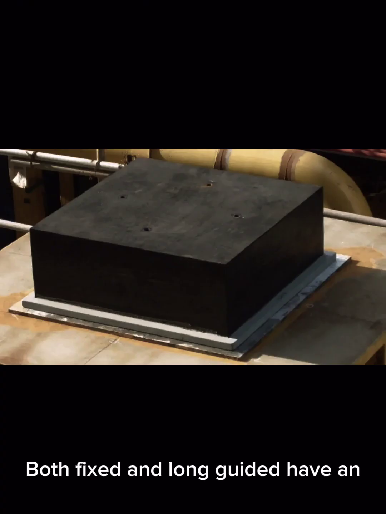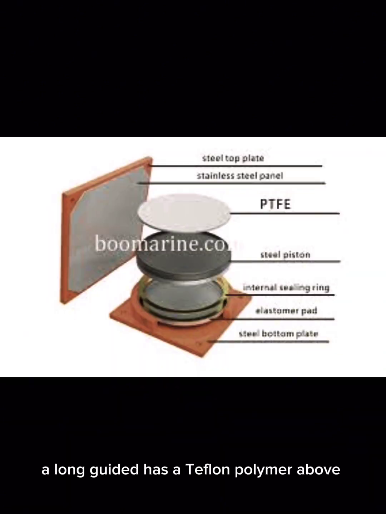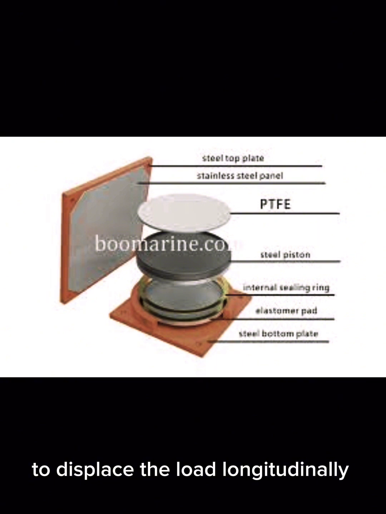Both fixed and long guided have an elastomeric pad, but a long guided has a Teflon polymer above the elastomeric pad to displace the load longitudinally, hence the name long guided bearing.